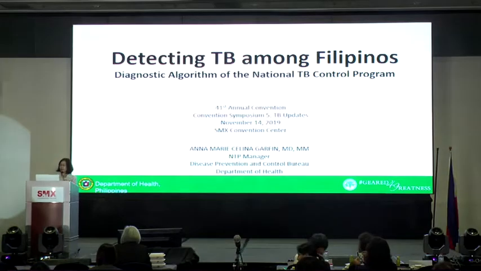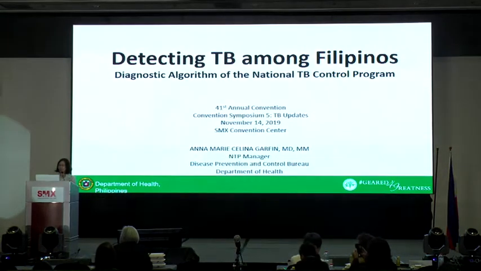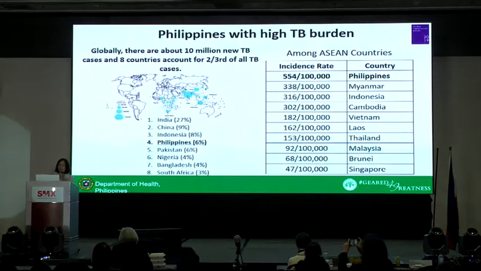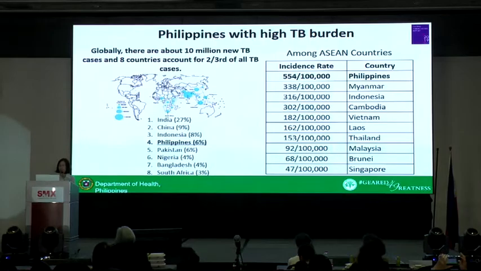So good afternoon, everyone. I'll be sharing with you our diagnostic algorithm. This is what we're using for the National Tuberculosis Control Program. So first, let me share with you that we have a high TB burden in the country, and globally, that is for 2018, there are about 10 million new TB cases, and 8 countries account for 2/3 of all TB cases. And Philippines is contributing 6% of those cases.